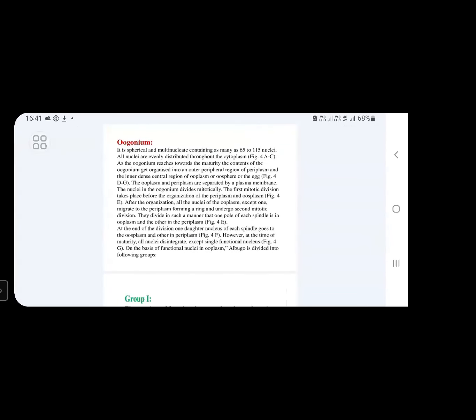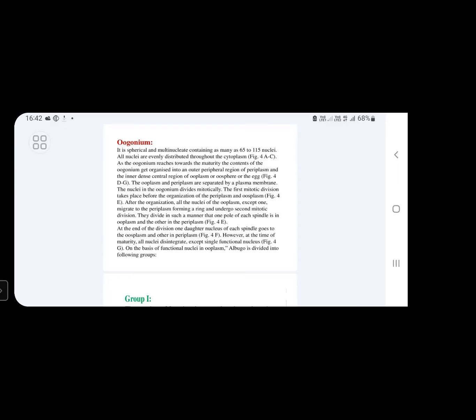Now we will discuss the oogonium structure. From the vegetative mycelium, one globular structure will develop. This is a multinucleated structure. That kind of globular multinucleated structure which is produced from the vegetative mycelium of Albugo is called oogonium. This comprises thick cytoplasm. In this thick dense cytoplasm, almost 100 nuclei are present. Like that, oogonium will develop.